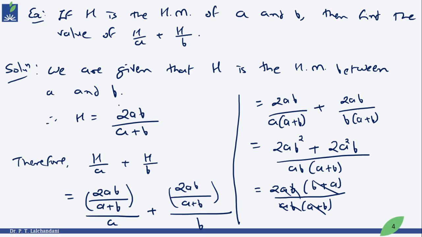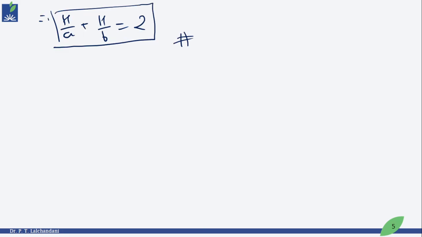But you must remember the formula for h. If you don't know the formula, you cannot move further. So it is important to remember the formulas. Again, h is equal to twice ab divided by a plus b. Putting the values in h by a plus h by b and simplifying that, the value of h by a plus h by b is equal to 2, and this is your answer. Okay, so I hope the solution is clear to you. Let us see one more example.